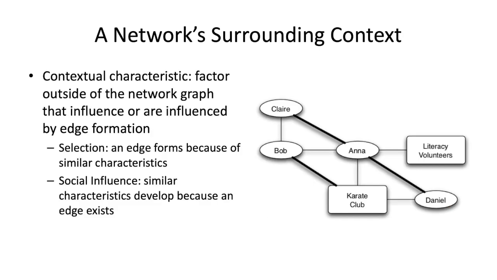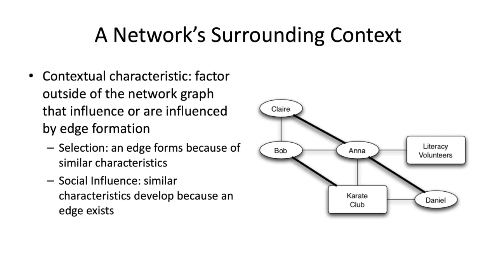So what is the surrounding context? The first thing we need to define here is what a contextual characteristic is. Any characteristic that is outside of the network graph that influences or is influenced by edge formation is part of the network's surrounding context. We have generally two pressures, and they go into and out of the network.